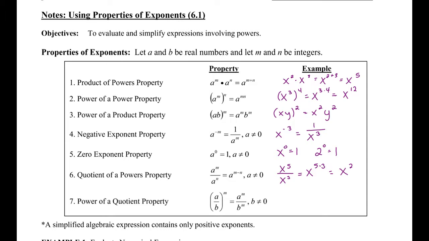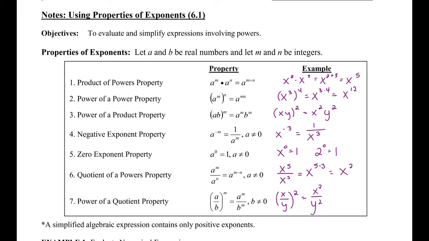The last one is the power of a quotient property, which says if you have a quotient raised to a power, that power gets distributed to all terms inside the quotient. So if I have x over y squared, this simplifies to x squared over y squared.